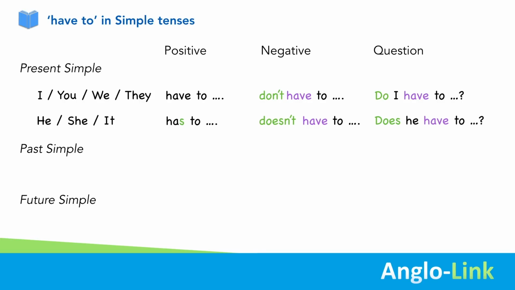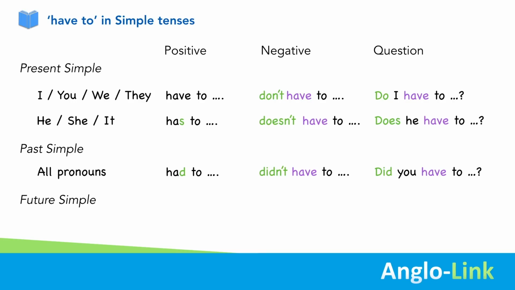Okay, let's move on to past simple. All pronouns, what is the past tense of have? Obviously, had to. How do we make that negative or question? Which auxiliary do we need? Did. So, didn't. And once again, be careful not to say didn't had. It's didn't plus the base verb. Didn't have to. And the question, did you have to?